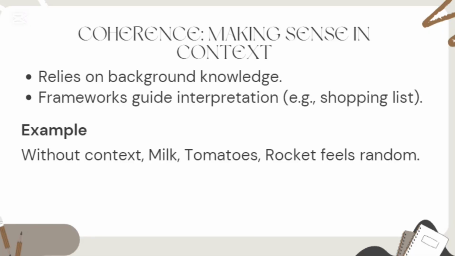So, now let's move on to coherence or contextual understanding. Coherence is about making sense of a text by using shared knowledge and conventions. Like for example, a shopping list makes sense because we understand its purpose. Now, without this context, words like rocket could be interpreted as either a vegetable or a spacecraft, right? So, context transforms these words into a meaningful whole.